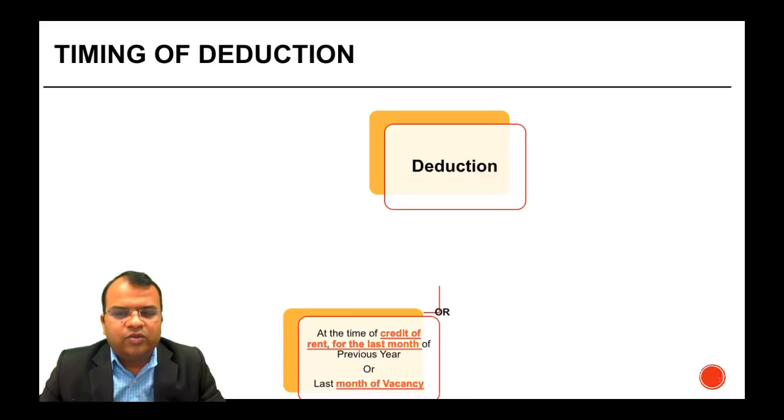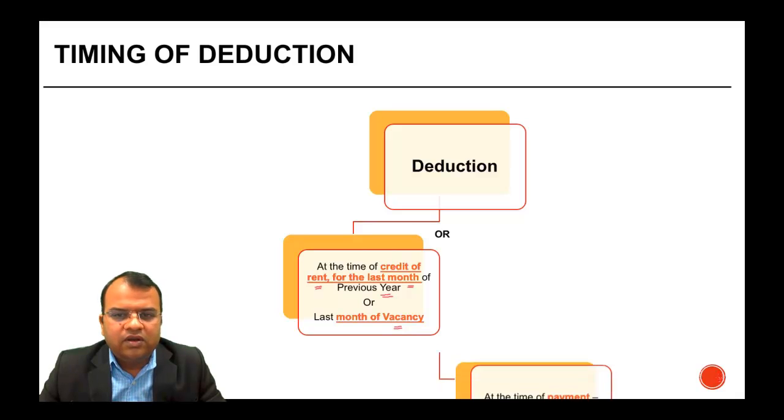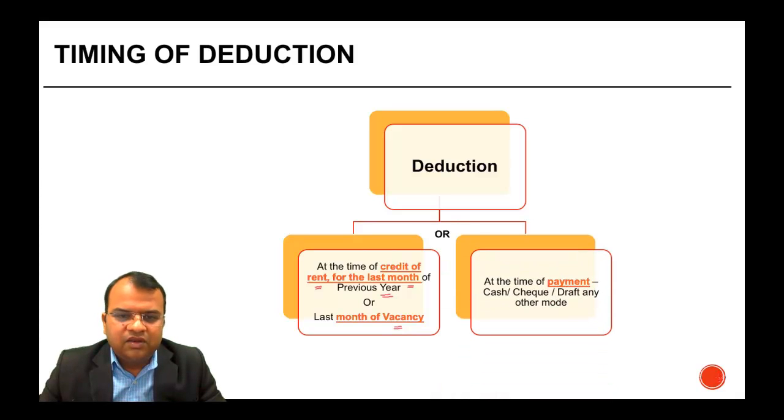When is TDS required to be deducted? The TDS has to be deducted at the time of credit of rent for the last month of the previous year or the last month of vacancy, or at the time of payment, whichever is earlier. Now when you talk about last month of vacancy, what this means is, suppose a person has taken a premise on rent from April to March.